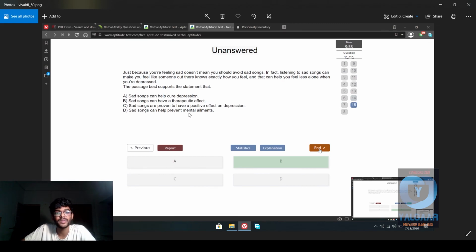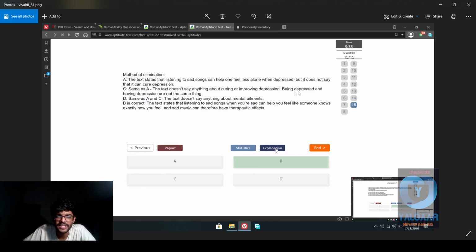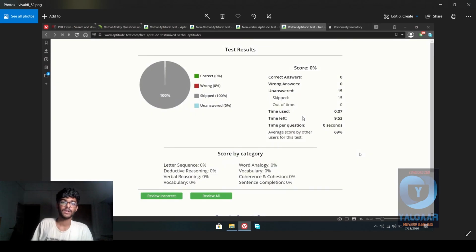And sad songs can help prevent mental ailments. None of that is mentioned. Same as A, it doesn't say anything about curing or improving depression. Same as A and C, it doesn't say anything about mental ailments. It states that you should. So basically, these are the explanations that they've given. States that listening to sad songs can help one feel less alone when depressed and stuff like that.